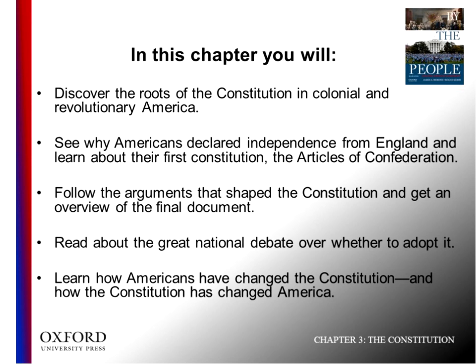We'll see why Americans actually declared independence from England, and we'll learn about our first Constitution, the failed Articles of Confederation. We'll follow the arguments that shaped the Constitution, and then we'll provide an overview of the final document. Then we'll read about the great national debate over whether to adopt it, and then we'll learn how Americans have changed the Constitution and how the Constitution has actually changed America itself.